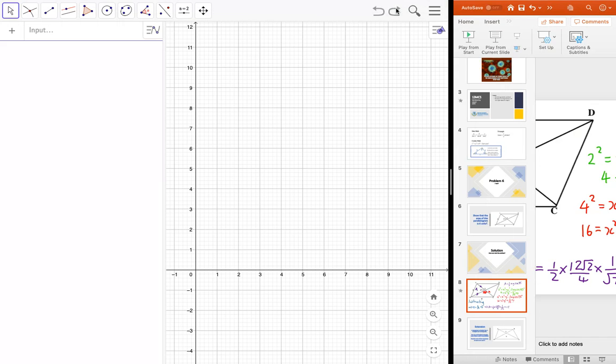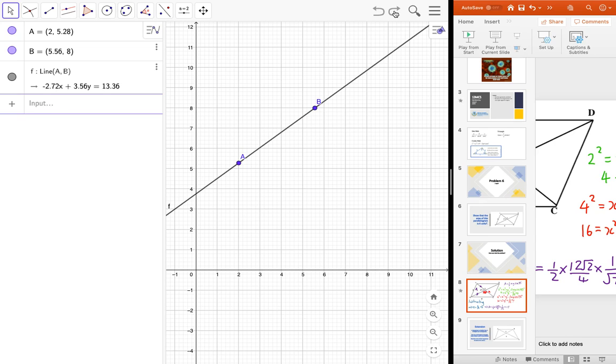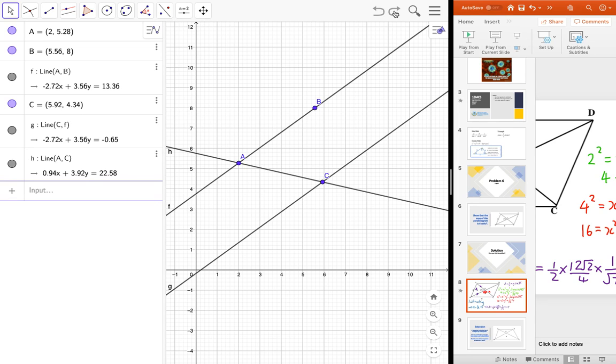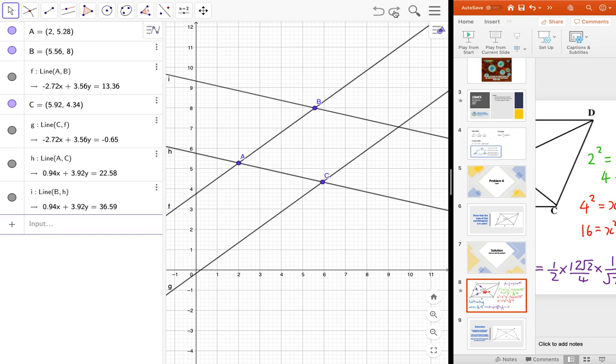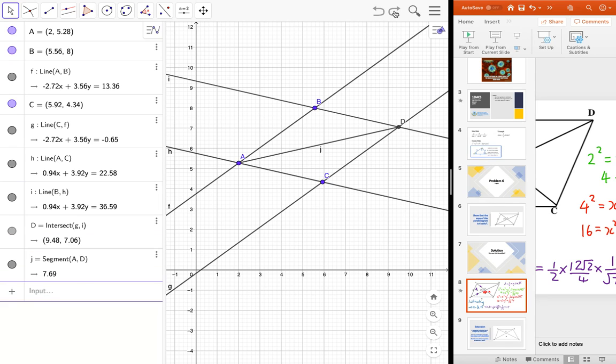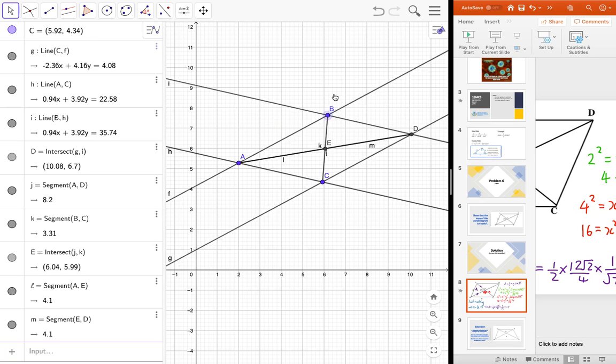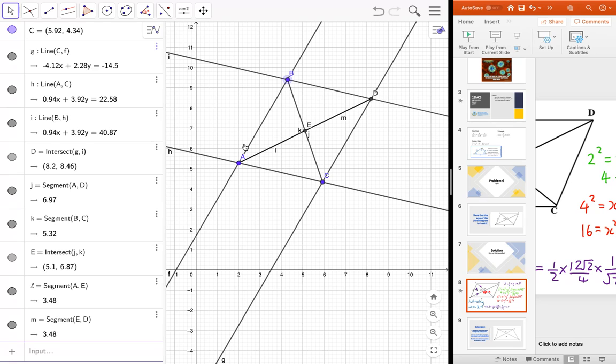If we take a line and then a line that's parallel to it, then another two set of parallel lines, put the diagonals in, and then measure these line segments. The line segments L and M are both 3.84. I can move this shape around, and those line segments there, the diagonals, they bisect each other.